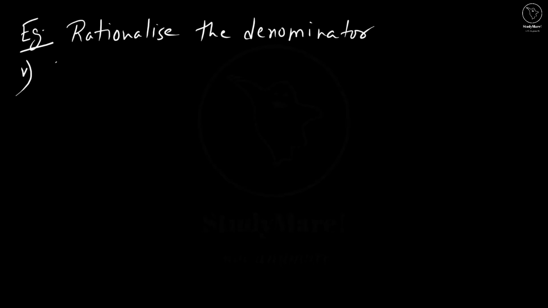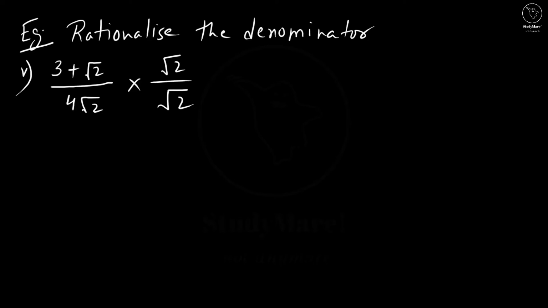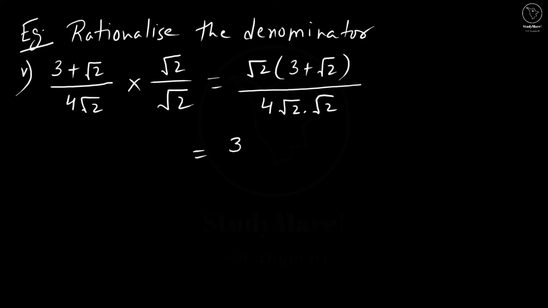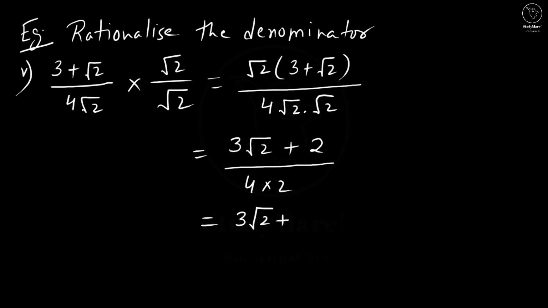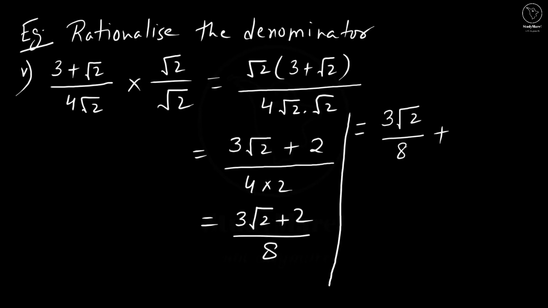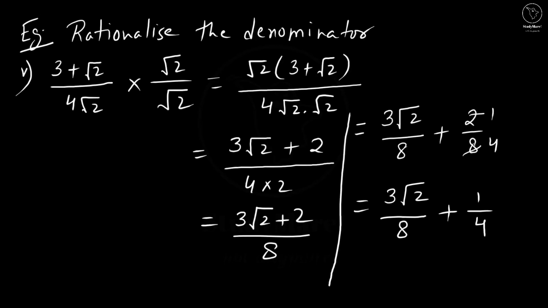Our next example is 3 plus root 2 divided by 4 root 2. Here the rationalization factor is root 2. Multiplying this with the numerator as well as the denominator, we get root 2 into 3 plus root 2 divided by 4 root 2 into root 2 equals 3 root 2 plus 2 divided by 4 into 2, which is equal to 3 root 2 plus 2 by 8, which is equal to 3 root 2 by 8 plus 2 by 8. 2 1s are 2 and 2 4s are 8, which is equal to 3 root 2 by 8 plus 1 by 4.